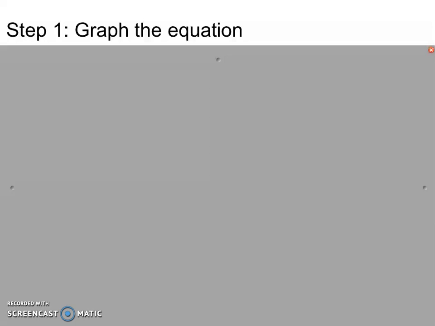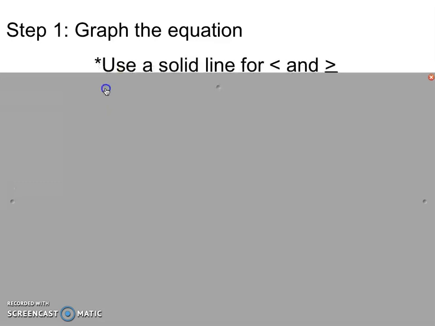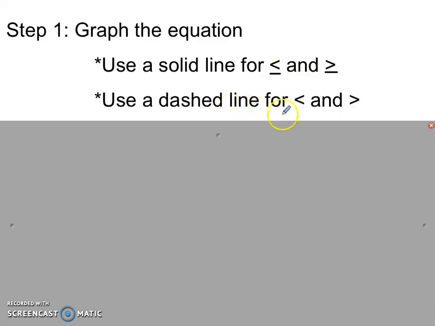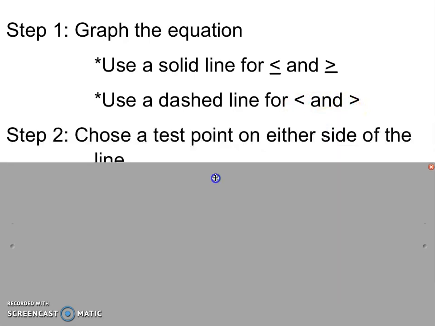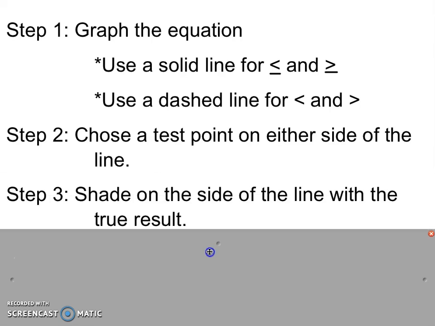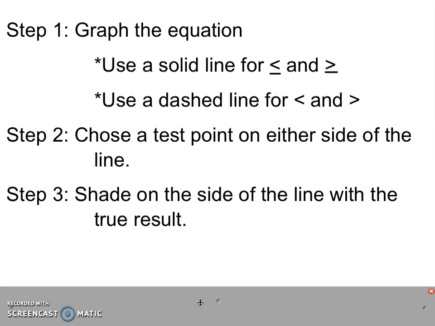We have a few steps in graphing inequalities. Our first step is to graph the actual equation. When you're graphing these, use a solid line if you have a less than or equal to or a greater than or equal to, and use a dashed line if you have less than or greater than. After you've graphed, choose a test point on either side of the line. Choose one point definitely above and one point definitely below the line. Test those in the equation to see which one is true. Then, for our final step, you're going to shade on the side of the line with the true result.